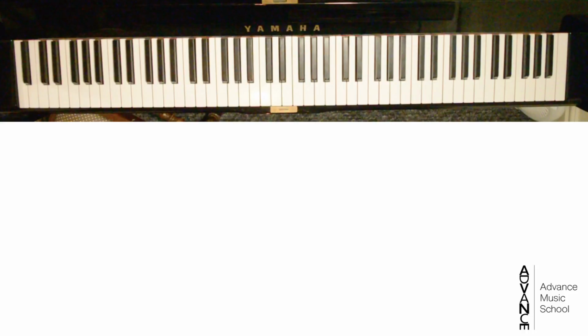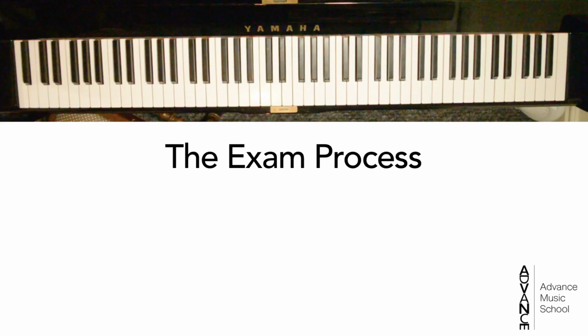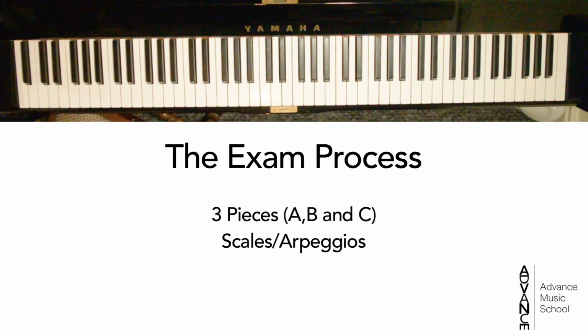In the final part of this series, we will discuss the exam process. In Grade 1 ABRSM, you will be required to play 3 pieces from the Grade 1 book from 3 sections, A, B, and C. Once you have played this, you will have a sight reading test, followed by some aural tests. If you would like any more information on the exam process, there are more details on the ABRSM website.